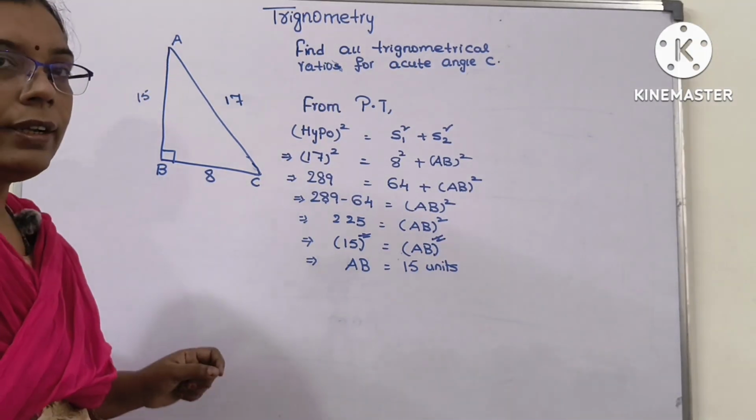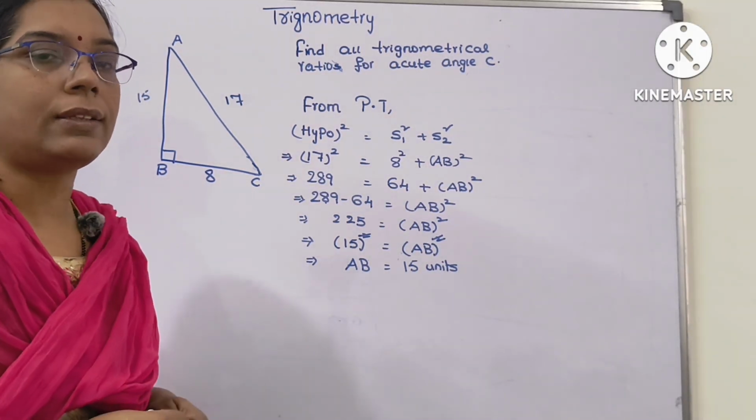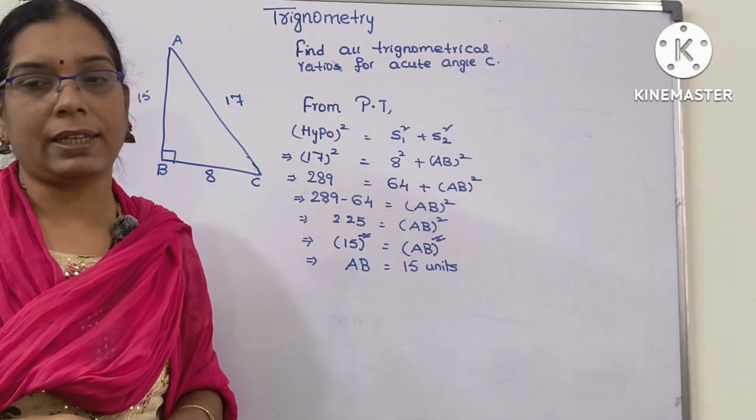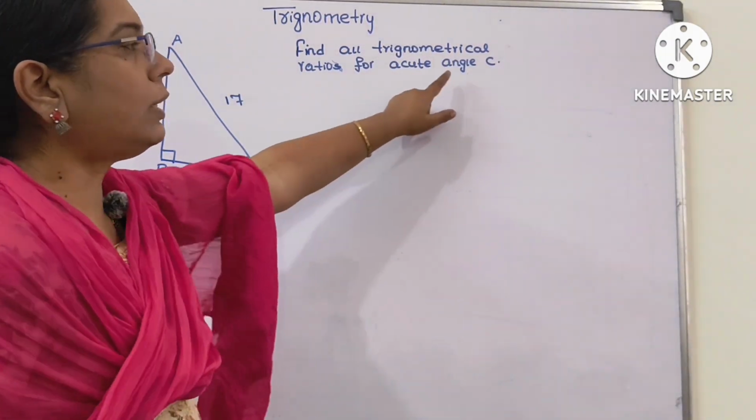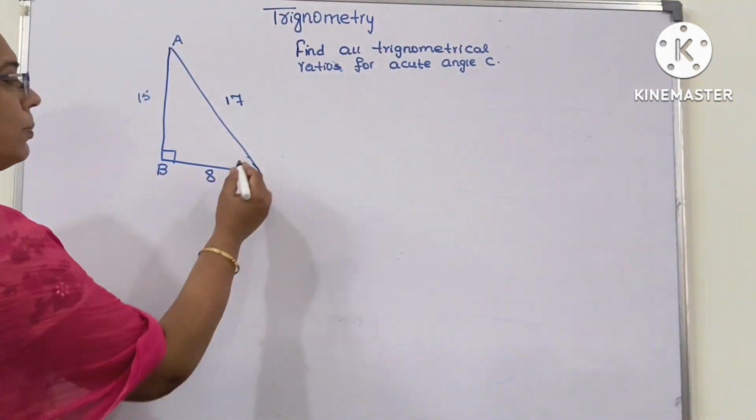Now we are not done with the sum. We still did not start the main problem. What is it that he is asking? Let us start the trigonometrical ratios. What is it that he is saying? Acute angle has to be C.